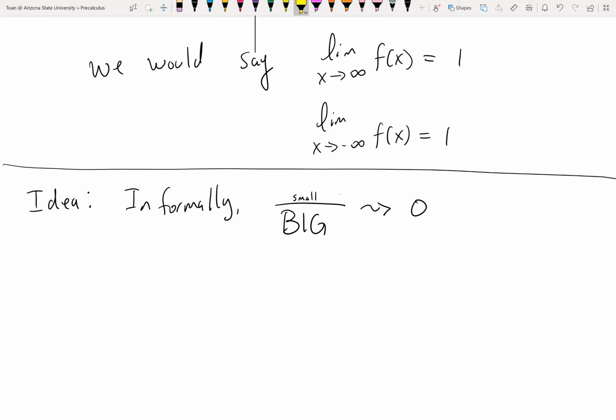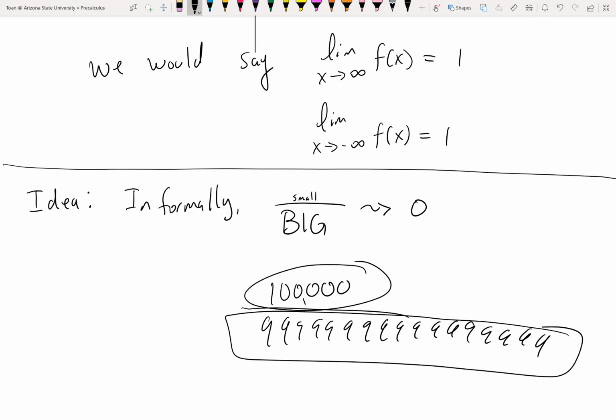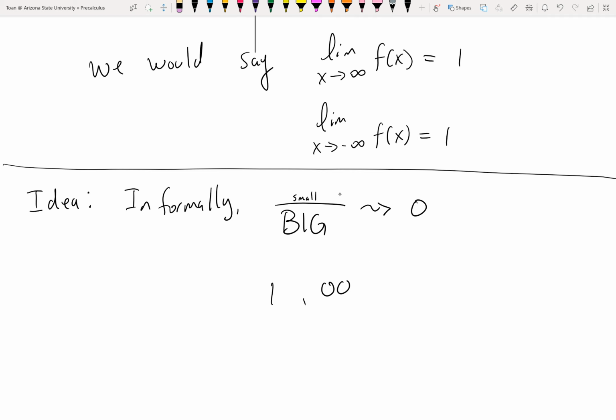Now, I want to add an addendum to that statement. When I say small, I don't really mean the magnitude, because technically, people would say 100,000 is pretty big. But if you had 100,000 divided by 9999999999999999999, this 100,000 looks puny compared to this big giant number. So I want to caution against using descriptions like small and big. Think of it as the relative growth.